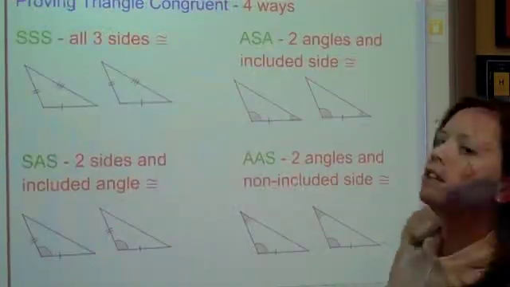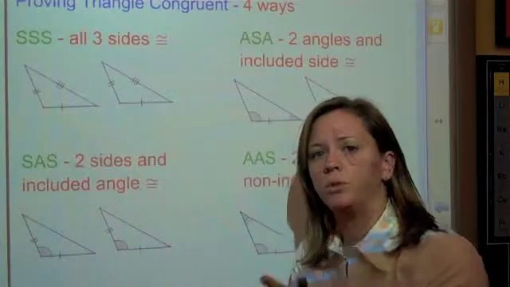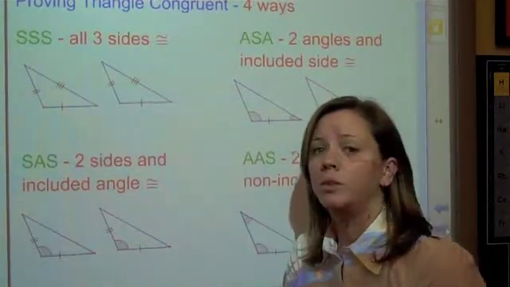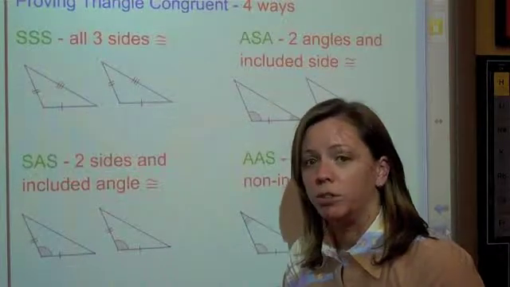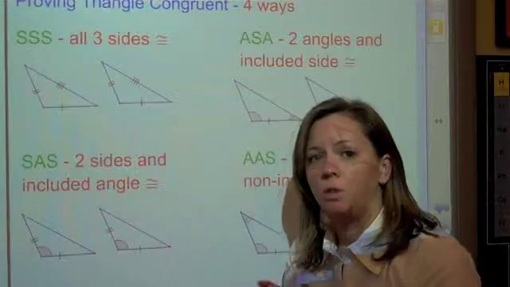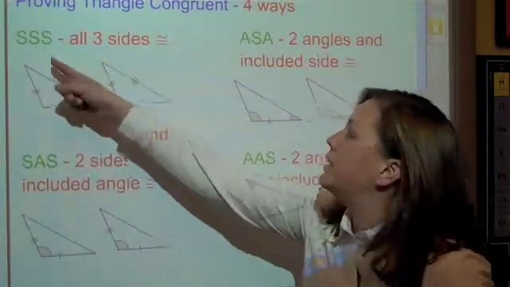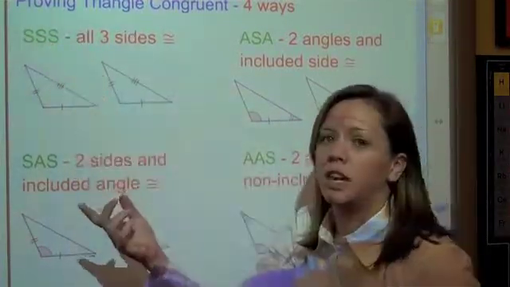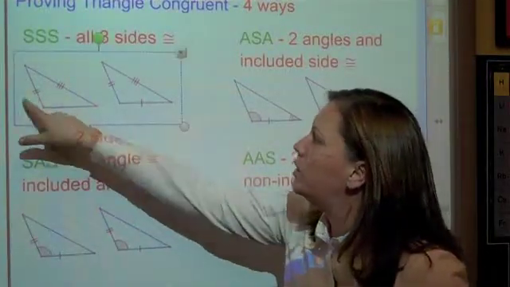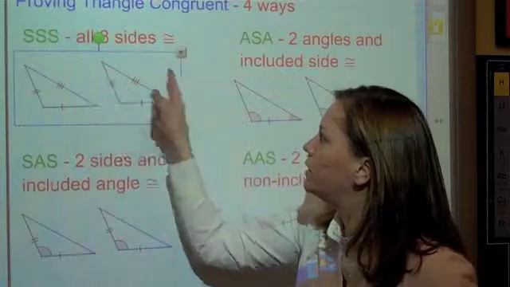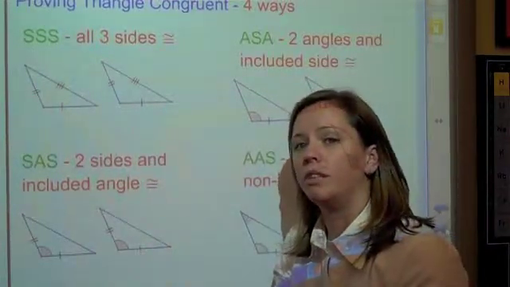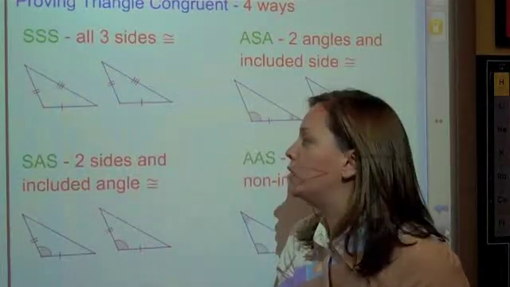Now, there's 4 different ways that you can prove for a fact that triangles are congruent. And this is the type of question that I've seen most often on the released items on the AIM. So you want to familiarize yourself with these theorems and be able to figure out which one you have. The first one is what we call SSS, or side, side, side. And that's when you know that all 3 sides of one triangle are congruent to all 3 sides of the second triangle. You might not know anything about the angles, but if you know all 3 sides are the same, you know that the triangles are congruent.